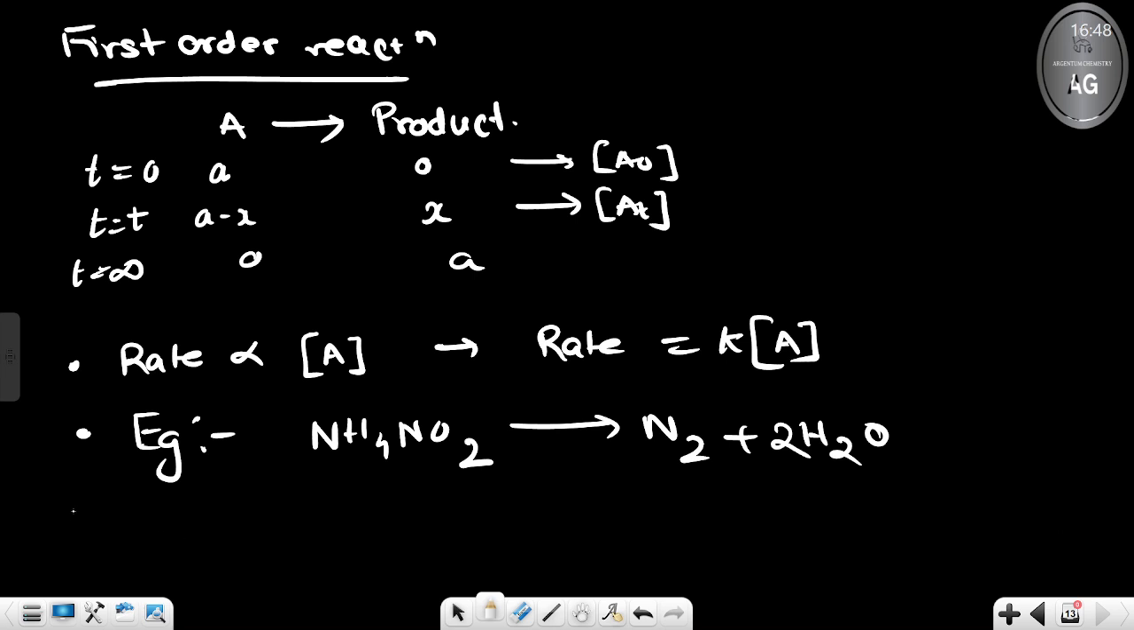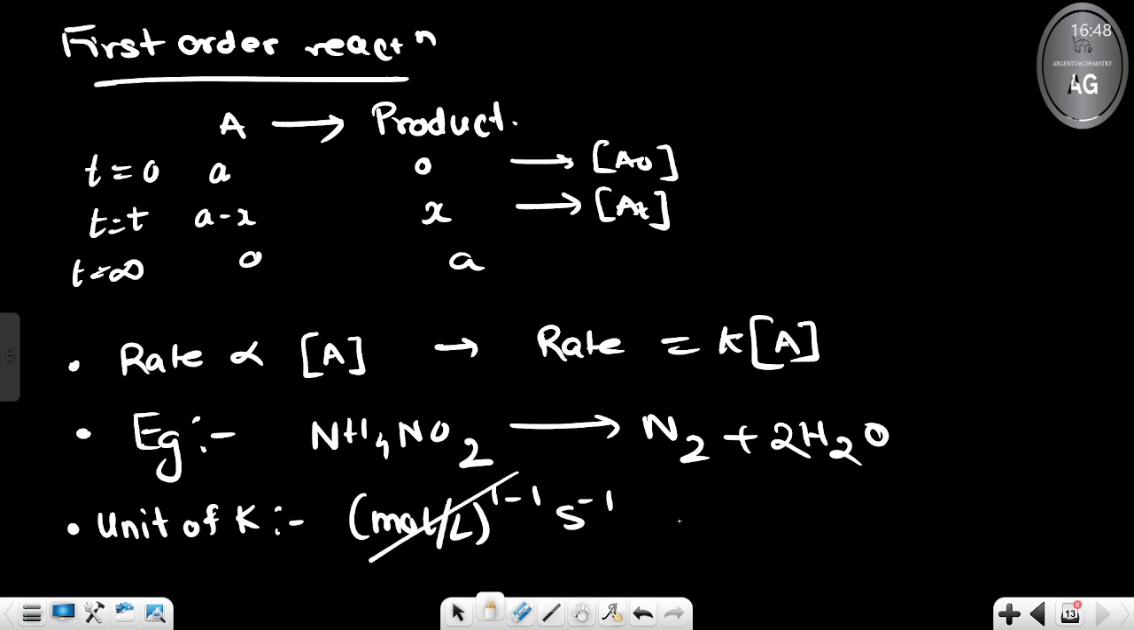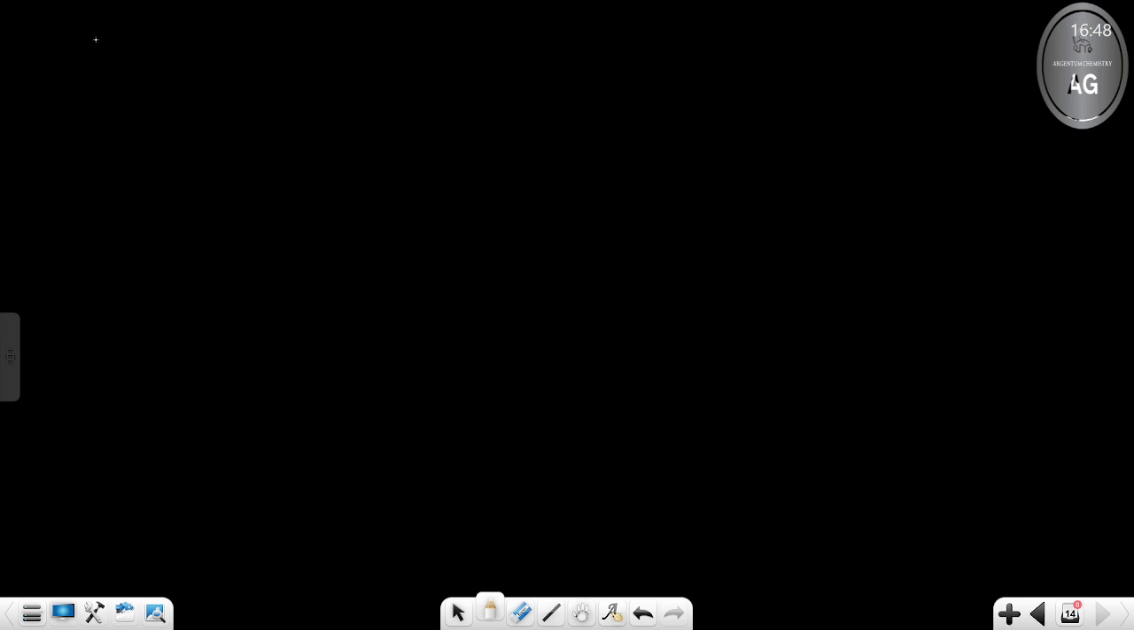Next, unit. What will be the unit of rate constant? As I have told, the unit of rate constant is given by mole per liter to the power 1 minus n. So mole per liter to the power 1 minus 1 per second. You can see this is getting cancelled out, so it will be second inverse. Clear? If in the question paper it is not mentioned which order the reaction is, then by checking the unit you have to know which order reaction it is. Understood?